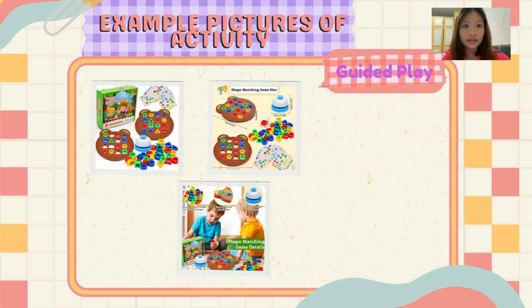Okay, so this slide shows example photos of how children engage in the shape matching game as a guided play activity. In this game, children pick colorful shapes and match them to the correct slots on the board. This activity helps develop fine motor skills, shape recognition, and problem solving in a fun and interactive way. It also encourages social interaction and teamwork when played in groups, as shown in the image.